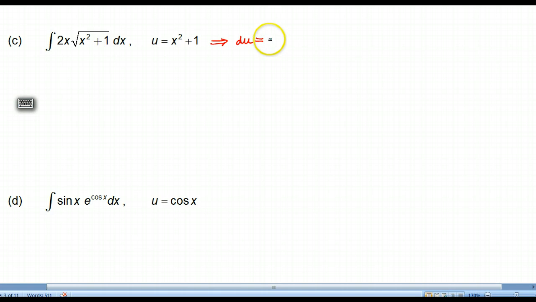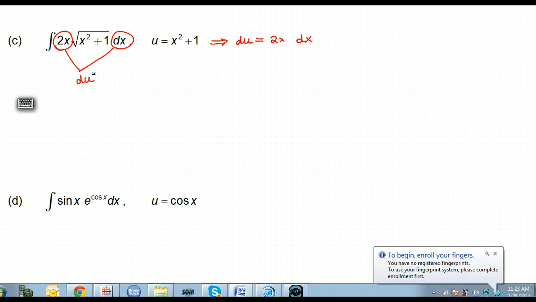So let's do du. It would be 2x dx. Now look here. I have a 2x and I have a dx. So that's du. So these two combined. Do we keep the square root? Yes, you keep the square root.